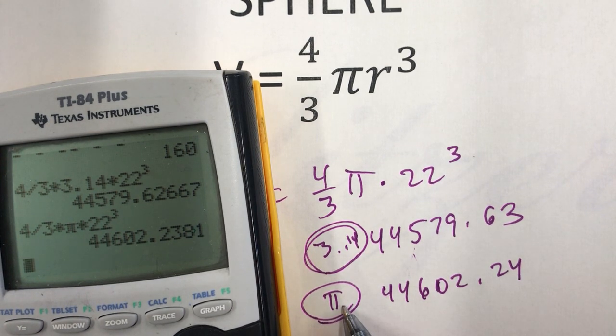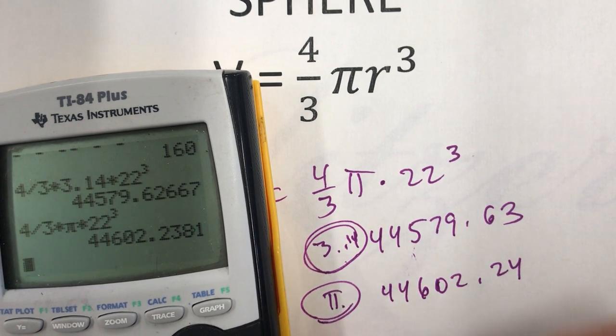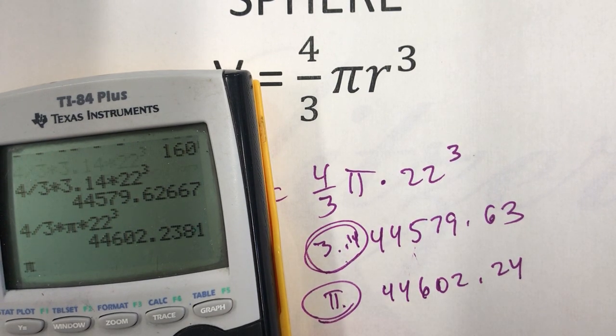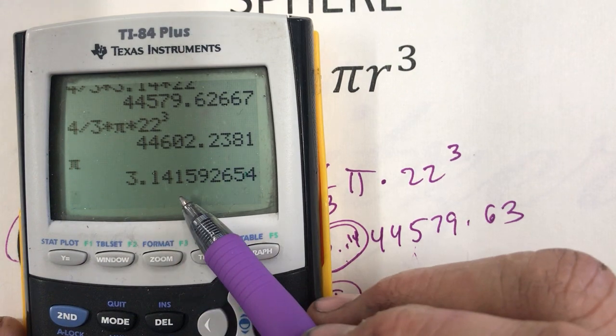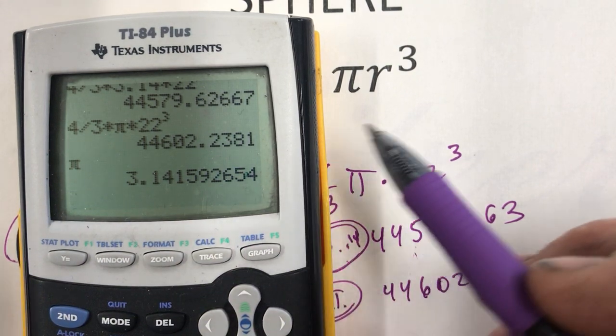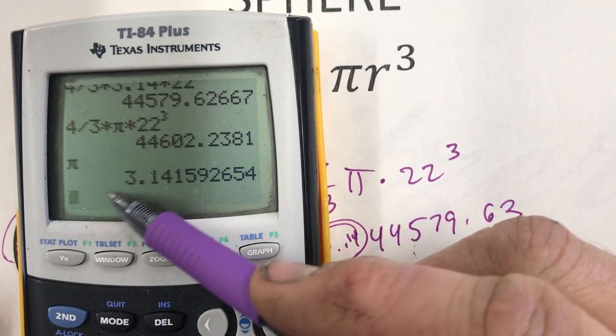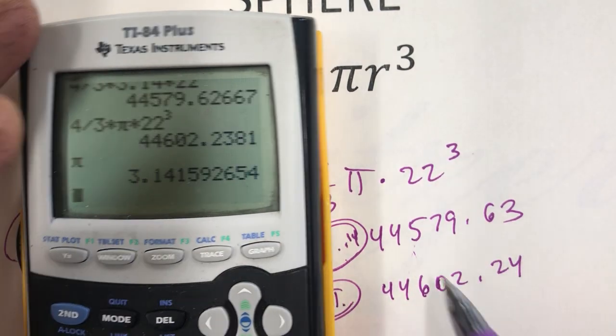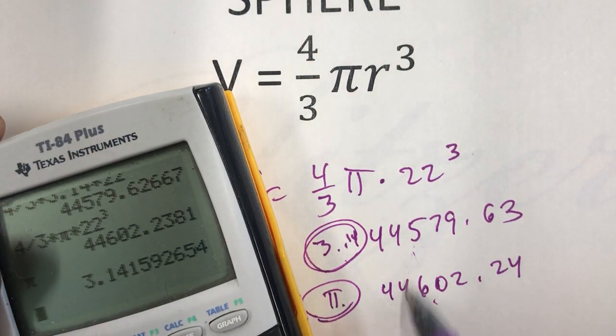Having pi, the button, instead of doing 3.14, well here, I'll just show you. Here's pi right there, it's 3.141592654, and it keeps on going forever. So it's not just 3.14, these extra numbers is going to be the difference of this being off a little bit.